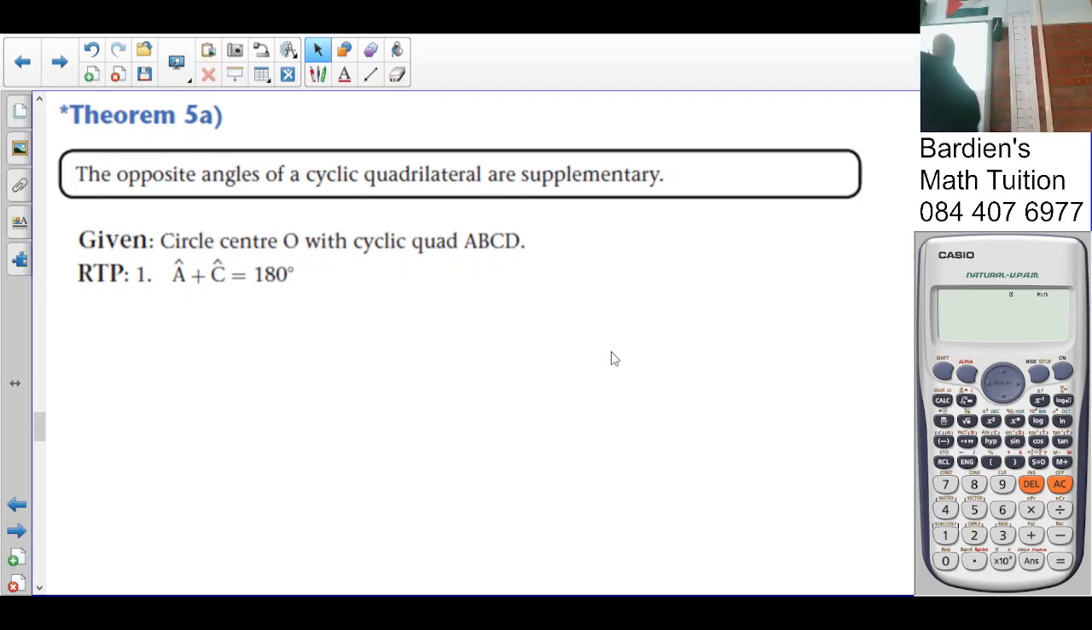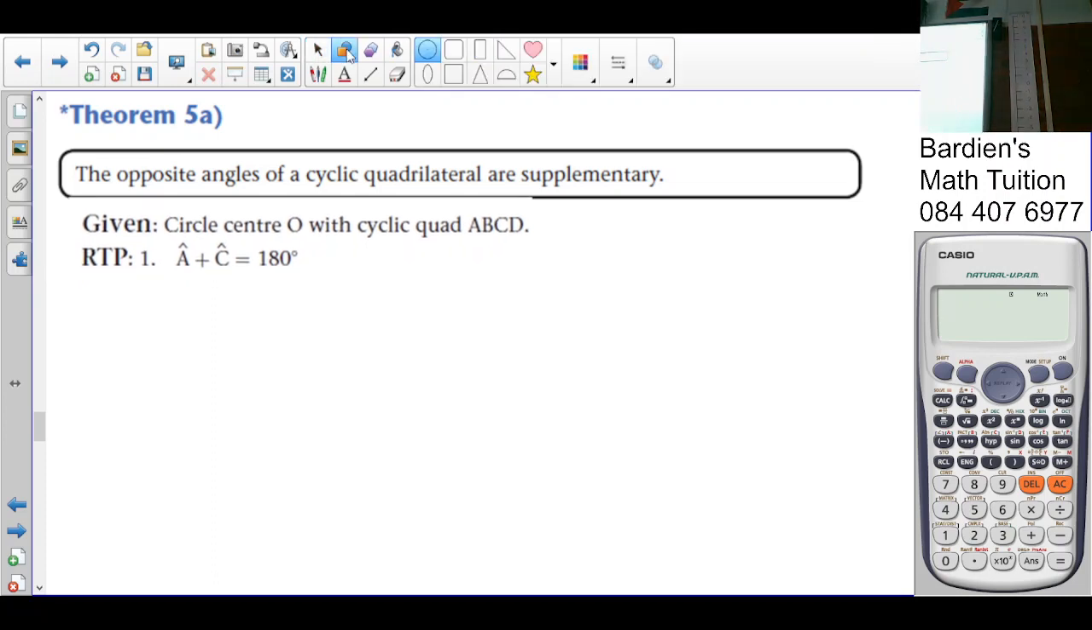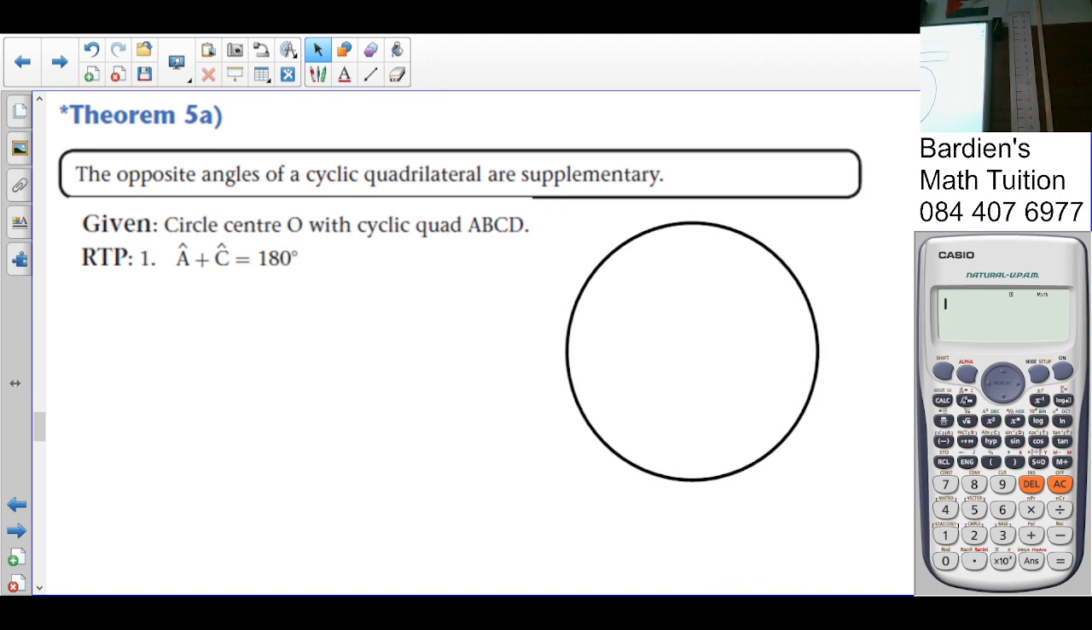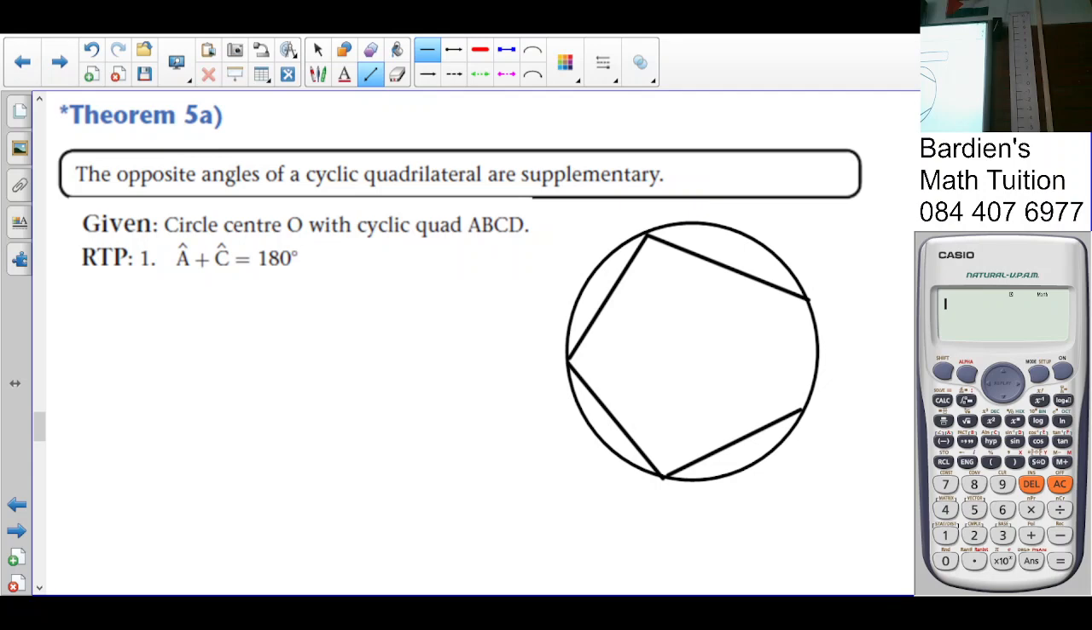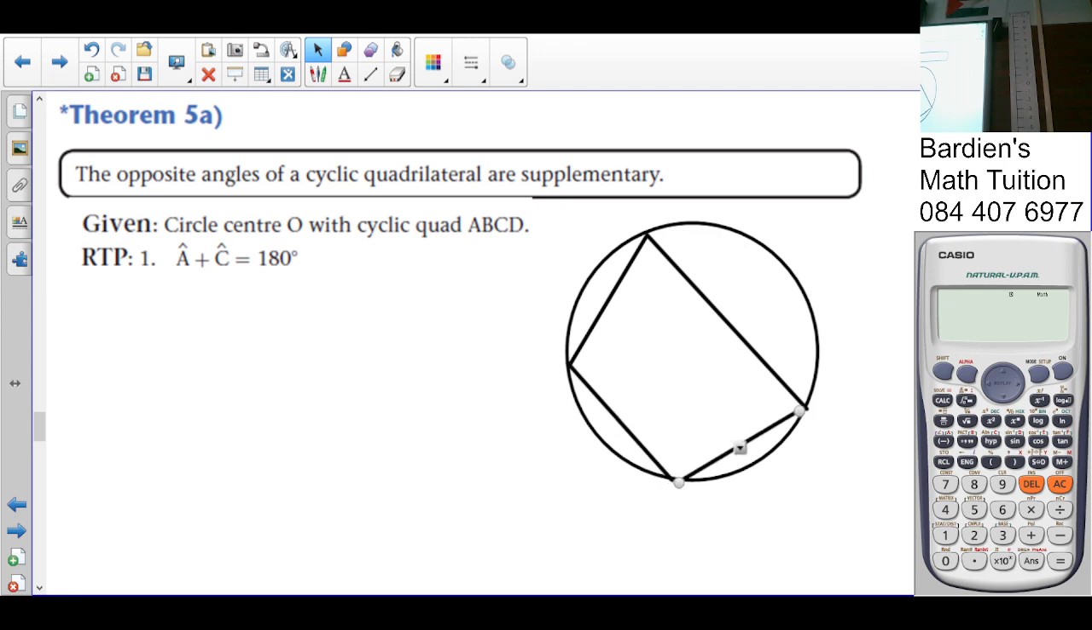Okay, so we are given a circle. Given a circle with center O. Okay, so you've got the quad here. Draw that.